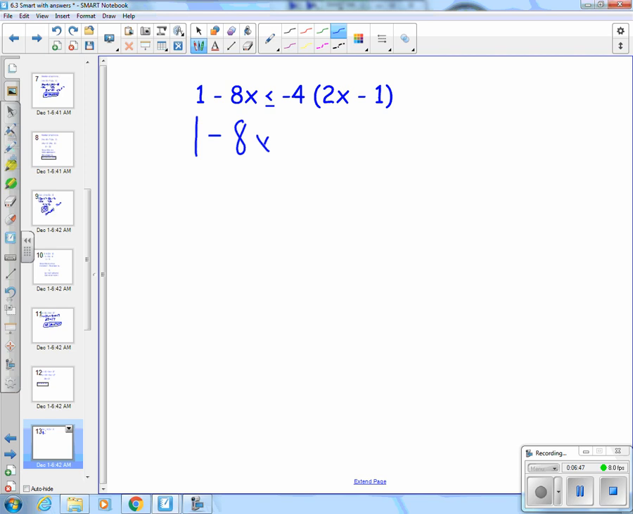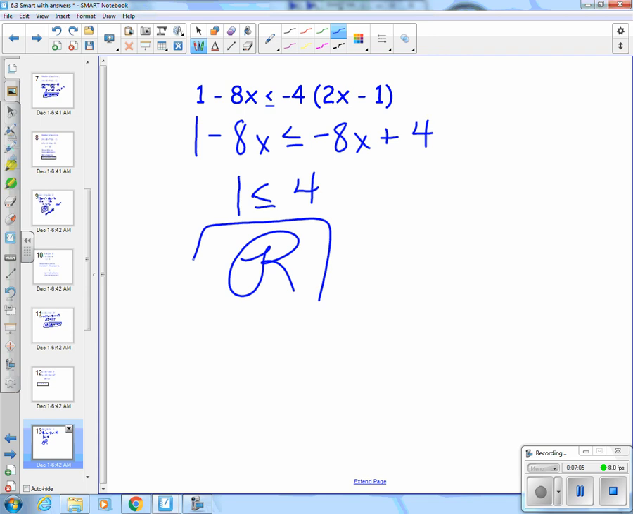So we got 1 minus 8x less than or equal to negative 8x plus 4. When we add 8x to both sides, we get 1 is less than or equal to 4. True or false? True statement. So we're going to have capital R for our answer. All real numbers will make that a true statement.